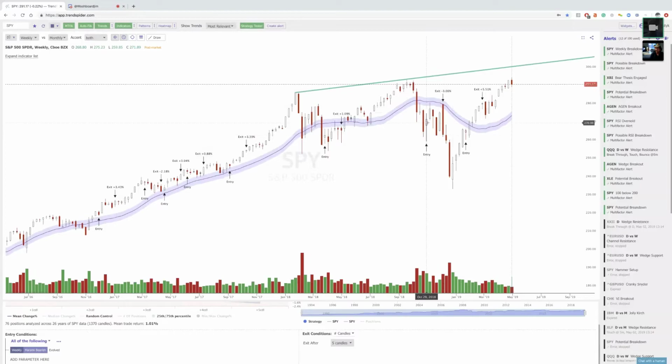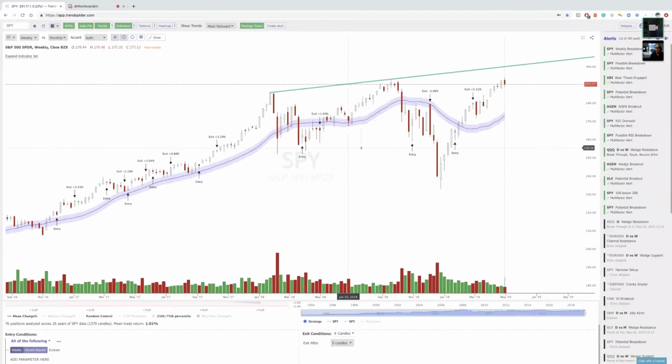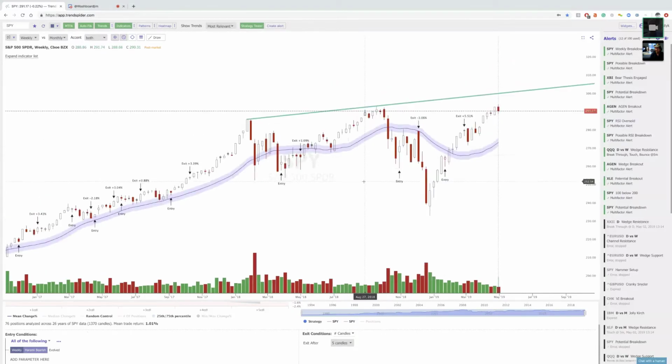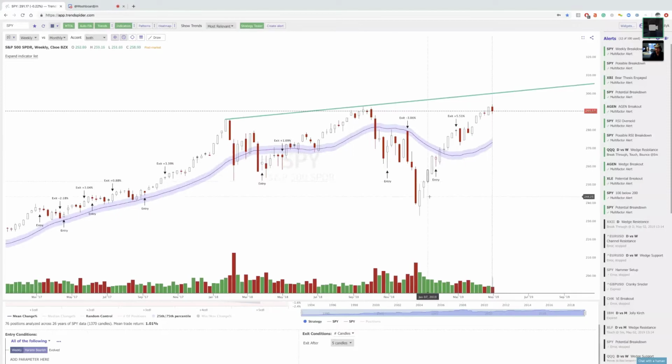It's not telling you what the max gain is here. So this was actually, if you look at what the maximum gain was since the signal, it was positive, but after X amount of candles, it was negative. So we are working to make that statistic a little more filterable, if you will, so you can see what the max gain was, the max loss, and then overall what the exit and entry was.